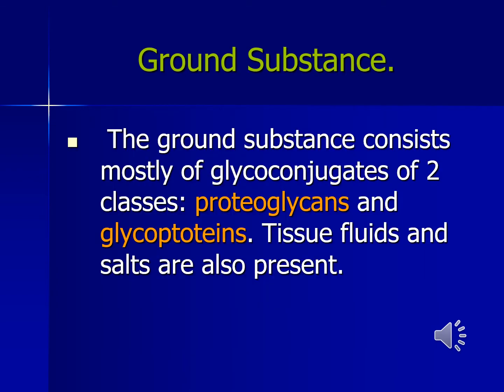The next part of extracellular substance is amorphous ground substance. Ground substance consists mostly of glycoconjugates, which form two main classes, proteoglycans and glycoproteins. The composition and amount of glycoproteins and proteoglycans represent a specific characteristic of ground substance.